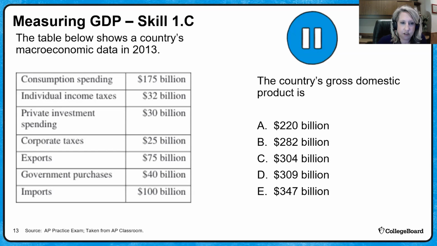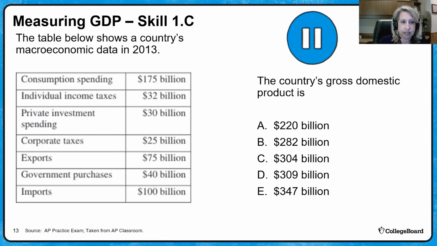Do you see what this question is asking you to do? You have to recognize which of these expenditure categories is included in the calculation of GDP, and then you have to perform that calculation. So this is a pencil and paper test. You'll have a table like this. You can cross out the things that don't count and you can do your arithmetic right on your test.